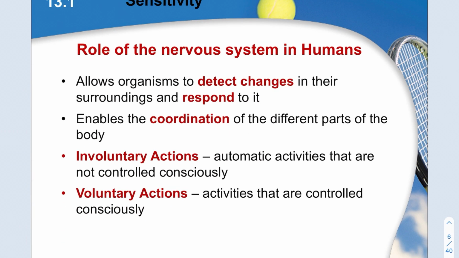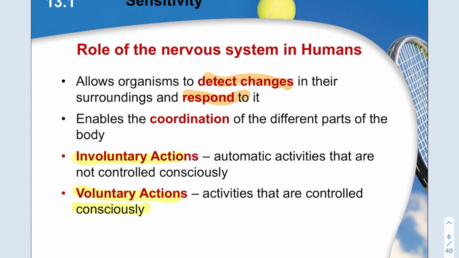So what this shows is that the nervous system has a role in our human body. It helps us to detect any changes and be able to respond to them. This nervous system is made up of two main parts, and a range of specialized cells to help it do the work. Through the nervous system, it helps to coordinate the different parts of the body through two main actions: voluntary actions and involuntary actions.